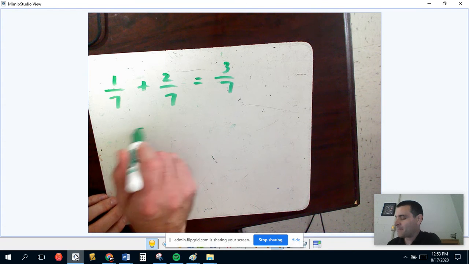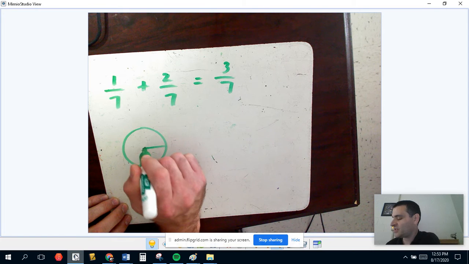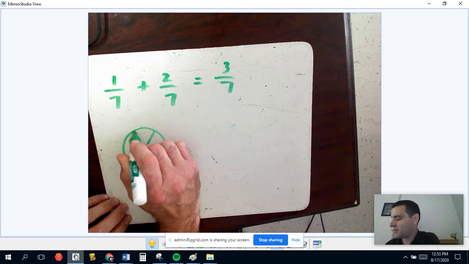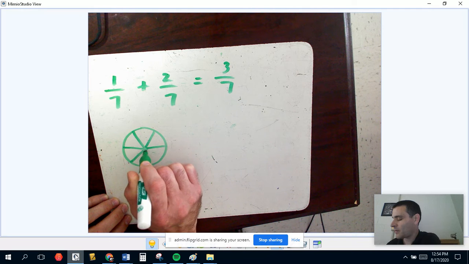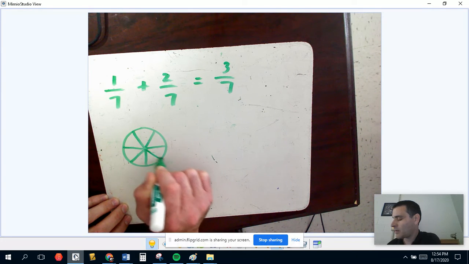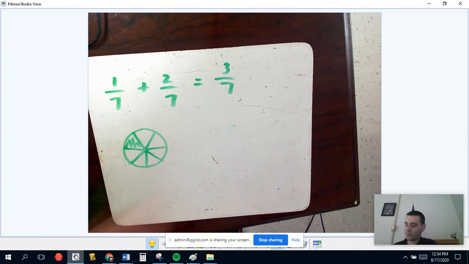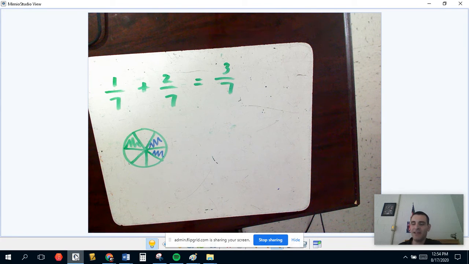If I have a pizza or something and I divide it into sevenths, which I'll attempt to approximately put in sevenths here. May not be perfect, but pretend like it is. That's not too bad. If I have 1/7 right here, and over here I have 2/7, and I ask how much pizza did I eat if I ate 1/7 and then follow that up by eating 2/7, well, I ate 3/7.